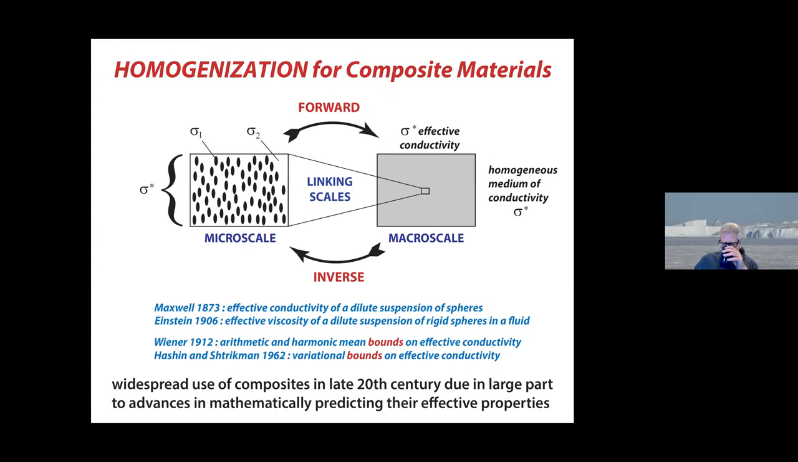Now, when you're dealing with composite materials, one of the main questions, and a very interesting and deep question that is formulated in the mathematics literature, the physics literature, the engineering literature, the geophysics literature, and so on, is the question of homogenization. What's the effective behavior, given information about the microstructure, say of conducting inclusions in an insulating host? The forward problem is, given information about the microstructure, what's the effective behavior? Like if it's conductivity, what's the effective conductivity of this composite measured on much larger scales?